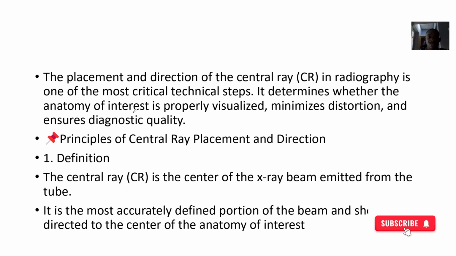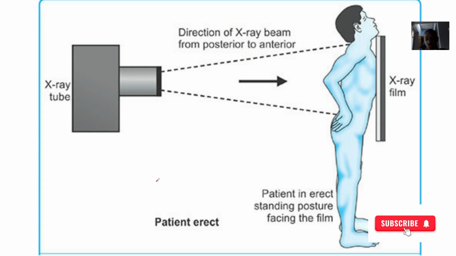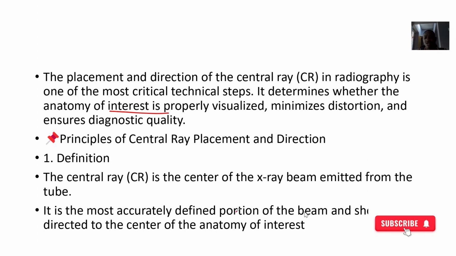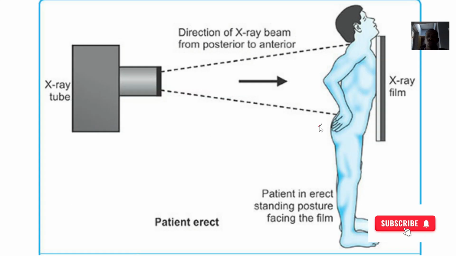It determines whether the anatomy of interest is properly visualized, and minimizes the chance of an image that is not clear, leading to things like you have imaged the patient but you have to image again simply because the image was not clear. So what's the definition? The central ray is the center of the X-ray beam emitted from the tube. It is the most accurately defined portion of the beam and should be directed to the center of the anatomy that is of interest. If I want to image the chest, I must direct it properly to get a very clear image.